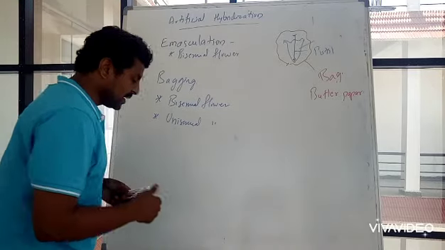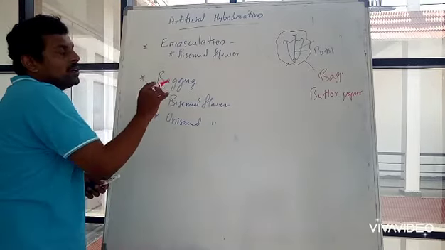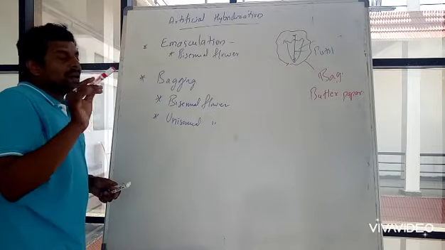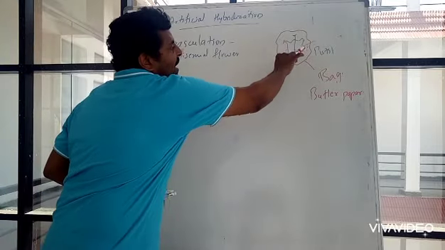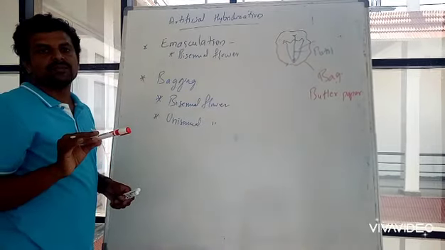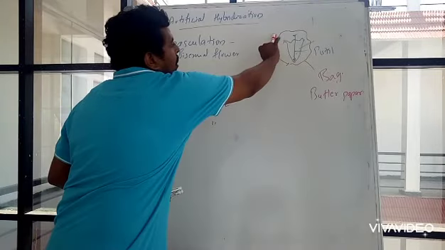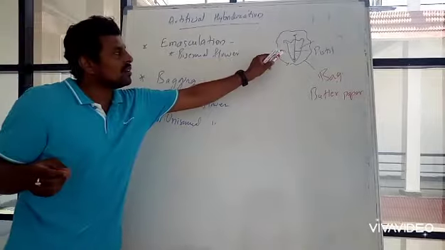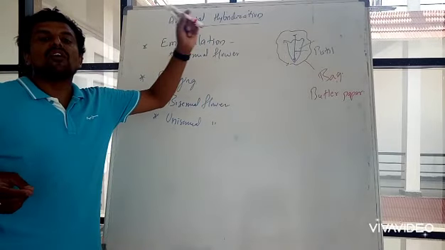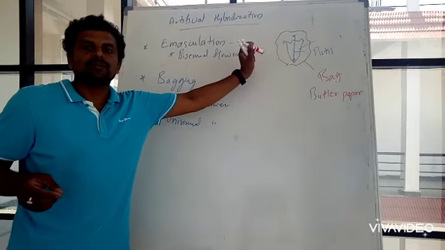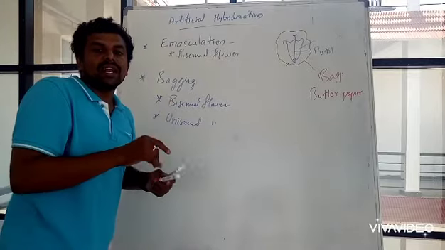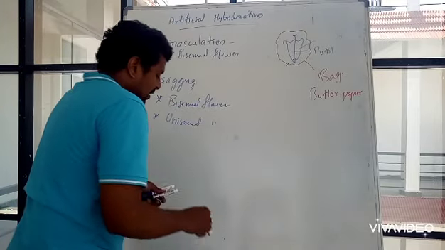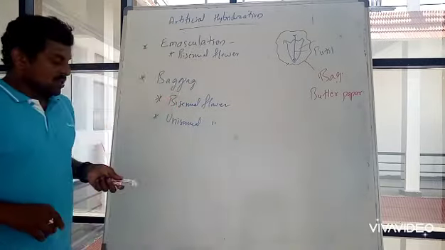The importance of bagging is that bagging prevents the entry of unwanted pollen grains. It prevents the flower from getting unwanted or contaminant pollen grain, so there is no fertilization. This process is known as bagging.